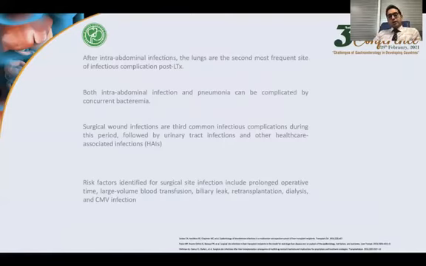After intra-abdominal infections, the lungs are the second most frequent site of infectious complications post-liver transplant. Both intra-abdominal infection and pneumonia can be complicated by concurrent bacteremia also. Surgical wound infections are the third most common infectious complications during this period, followed by UTI and healthcare-associated infections. Risk factors identified for surgical site infection include prolonged operative time, large volume blood transfusions, biliary leak, retransplantation, dialysis, and CMV infection.